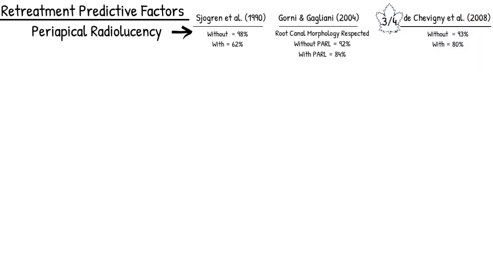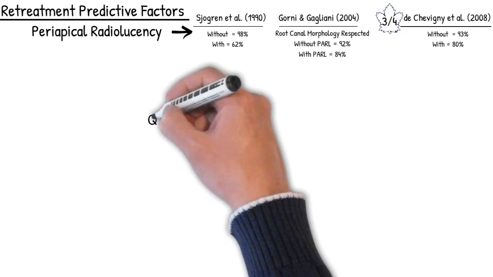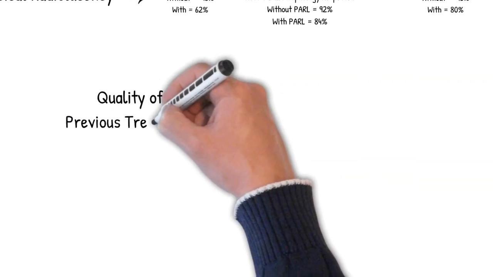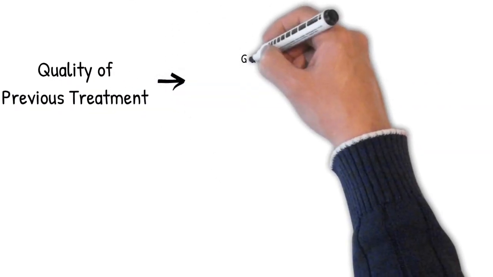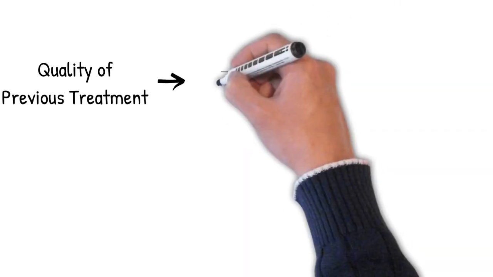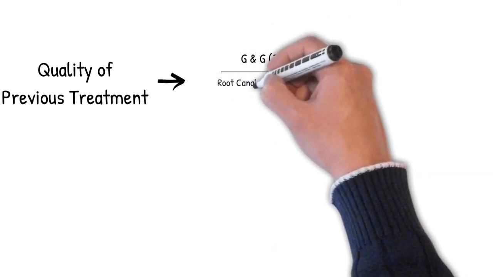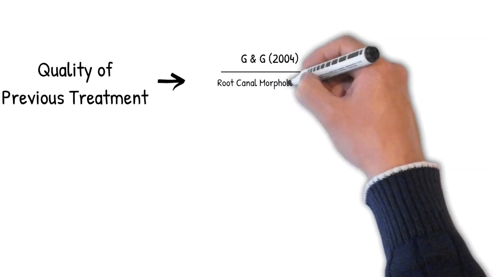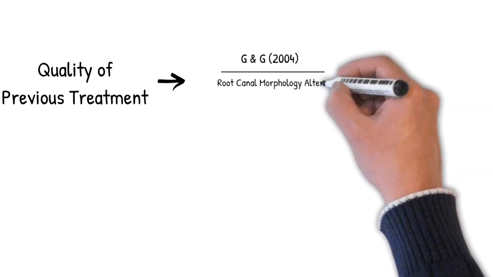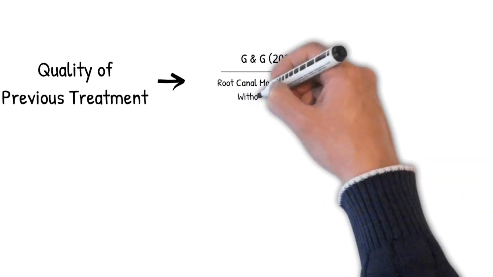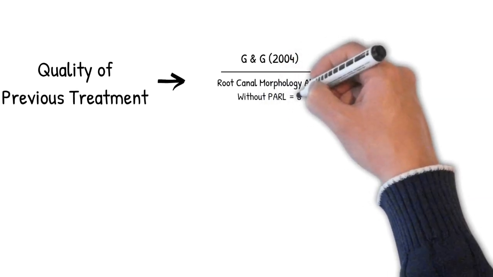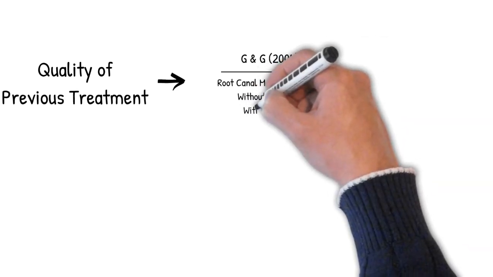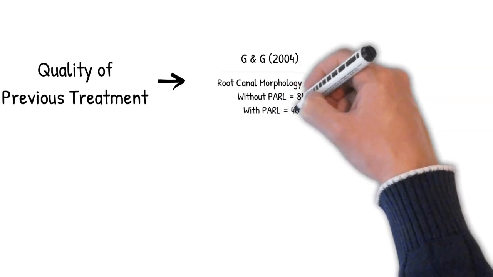One of the other factors that plays a role in the success of our retreatments is the quality of the previous treatment. When it comes to anatomy and morphology, Gorni and Gagliani found that once that morphology was altered with the previous treatment, the success rates differed. In such cases, without a periapical radiolucency, only 84% of the teeth were successful. And when there was a radiolucency, it dropped all the way down to 40%.